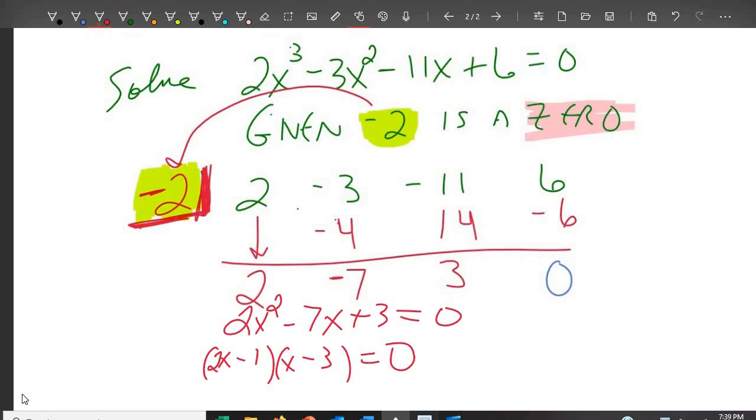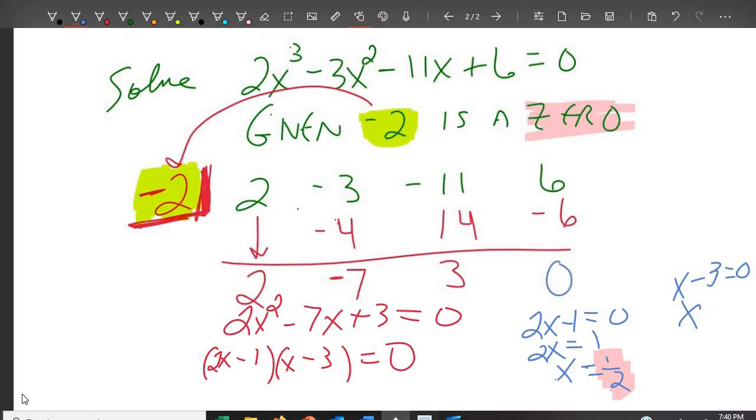Now, let's set those equal to 0 and solve for x. So we're going to move the 1 over, it becomes positive 1. Then we divide by 2, and we'll get 1/2. So this is one of the answers also. Now, we're going to take the x minus 3, set it equal to 0. So when we solve that, we'll get x to be positive 3. So this is one of the other answers.